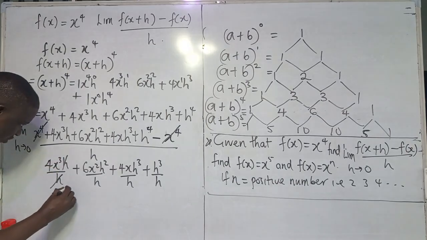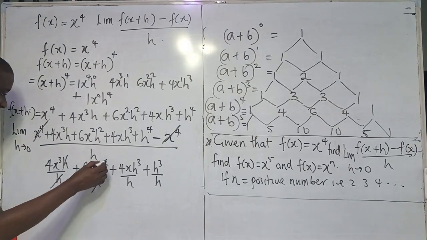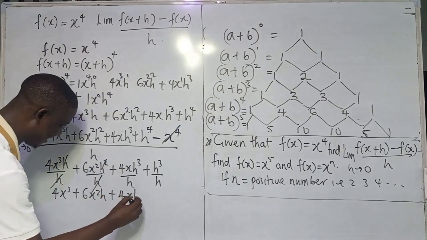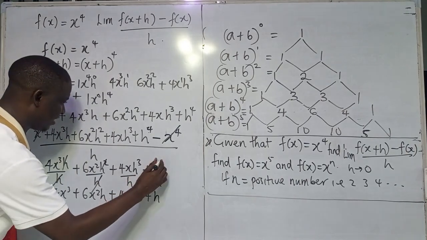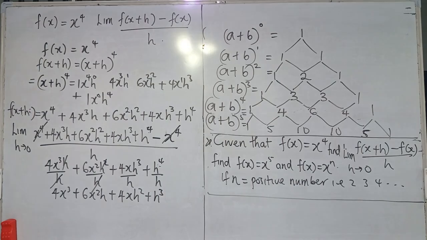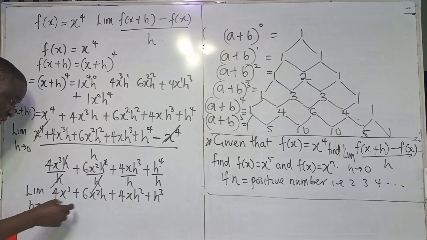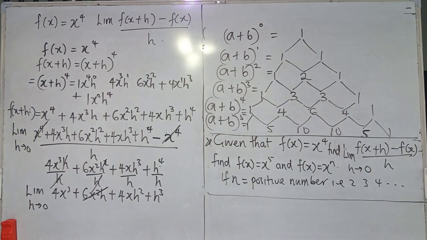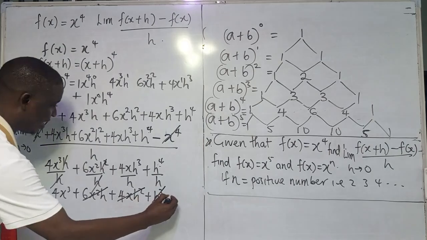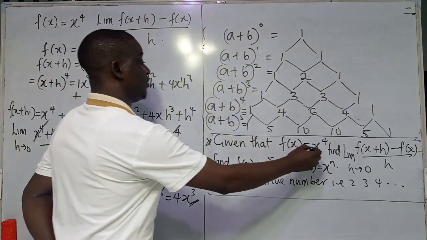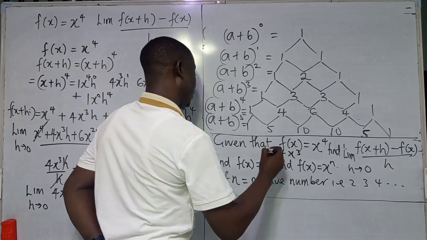So now what I would have is this one will cancel this. I would have 4x cubed, then this will cancel this. I would have 6x squared h. This will give us 4x h squared plus h cubed. So in that case now we are going to take the limit as h tends to 0. So anywhere we see h, put 0. Put 0 here, it cancels out. Put 0 here, it cancels out. Put 0 here, it cancels out. So our answer becomes 4x cubed. So the answer to this one is 4x cubed.